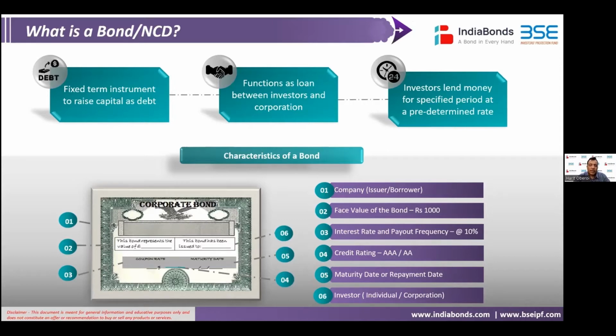And once I have invested money as an investor, I want my principal back. The date on which the issuer agrees to pay the entire borrowed amount to the bondholder or the investor is known as the maturity date or a redemption date. Last but not the least, the investor, myself as an individual investor or a corporate who wants to invest money. These are the basic characteristics of a bond.